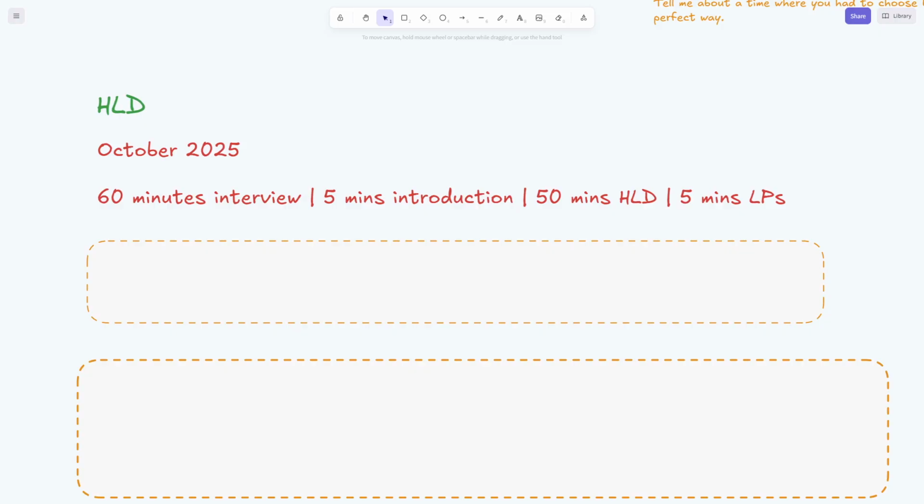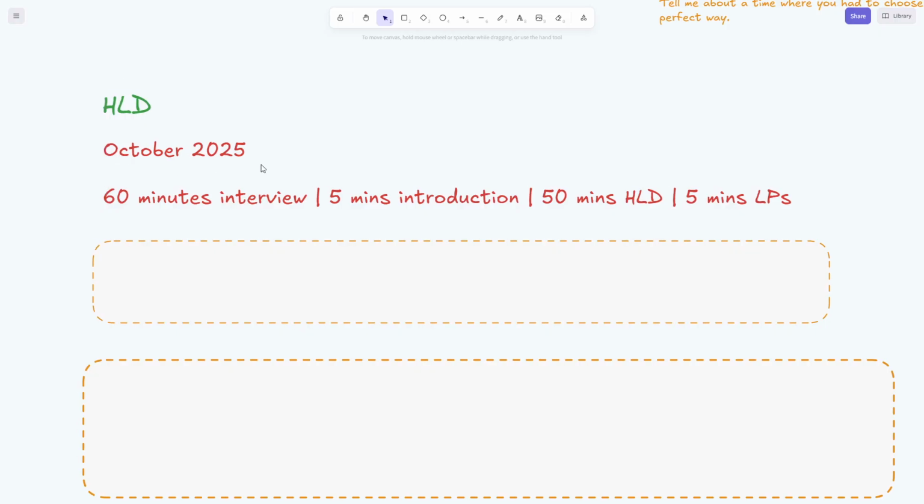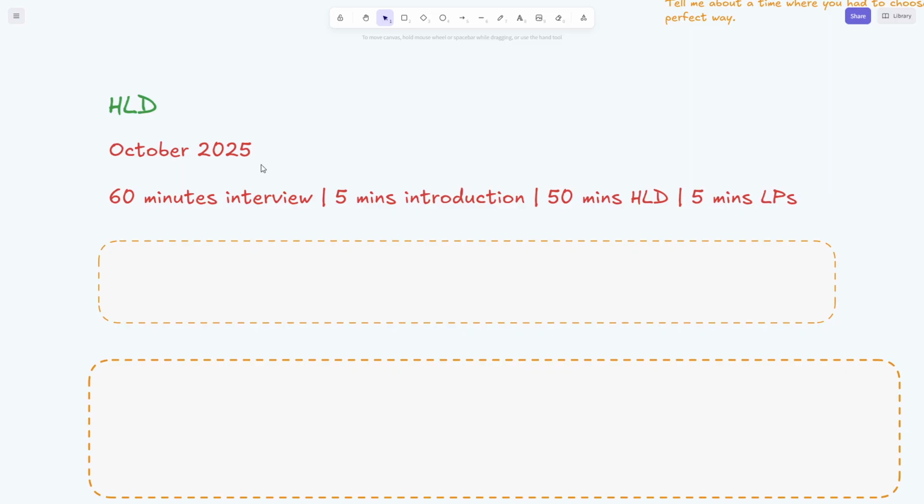So basically the round was scheduled in October 2025, and it was for around 60 minutes, out of which the first 5 minutes were spent on introduction. The rest 50 minutes were for high level design, and the remaining 5 minutes were for the leadership principle.